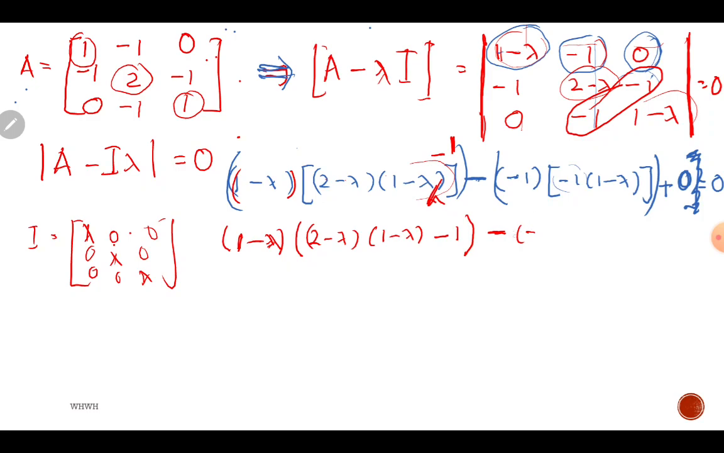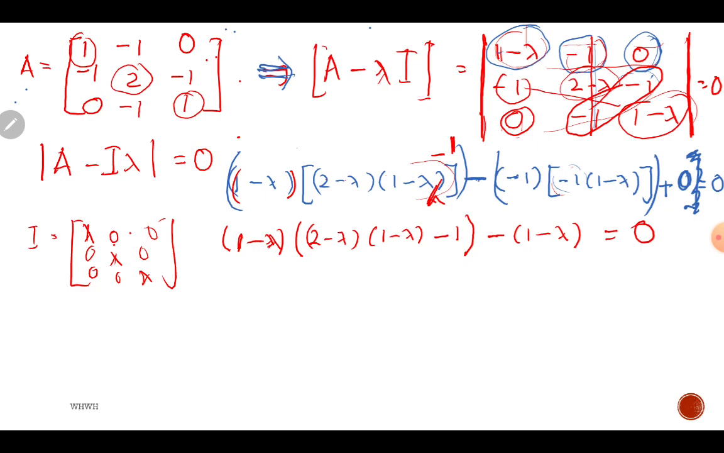Negatif 1 ni dia akan jadi positif 1. Lepas tu darab dengan negatif 1. So dia akan jadi tolak 1 tolak lambda je. Because yang ni kan, tadi kita darab dengan negatif 1 ni. So negatif 1 darab dengan 1 tolak lambda. Lepas tu dia tolak dengan kosong pula ni. Because kosong tolak 1 is kosong. And then tambah kosong tak payah tulis lah. So this is what we have.